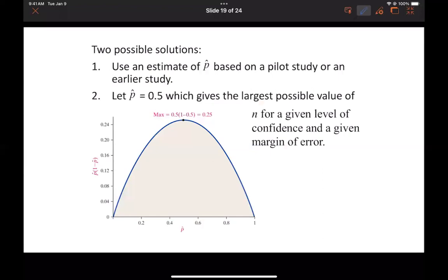Number one, if you find an earlier study that has already studied this, you can use their p hat. Or if there's no earlier study, then we're going to let p hat be 0.5, because 0.5 is going to give us our largest possible value. So we have to err on the side of caution here if we don't have a previous study. These are the two options, and you will see in the assignment both of these cases. And I'm going to do examples for both of them.